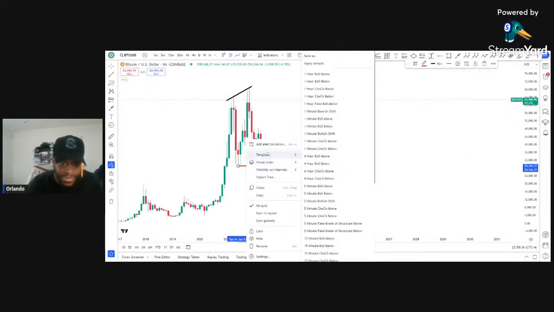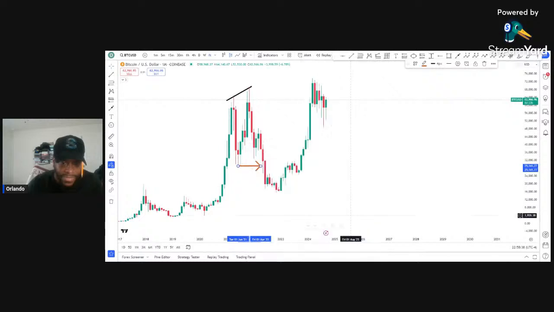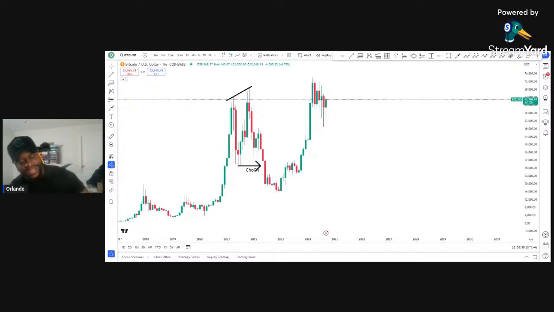That low, right? Now here's the deal. When the change of character happened, did the market go back to the supply zone that caused the change of character? Or we have a distribution imbalance and a redistribution imbalance? Does this all make sense? It happens every single time.